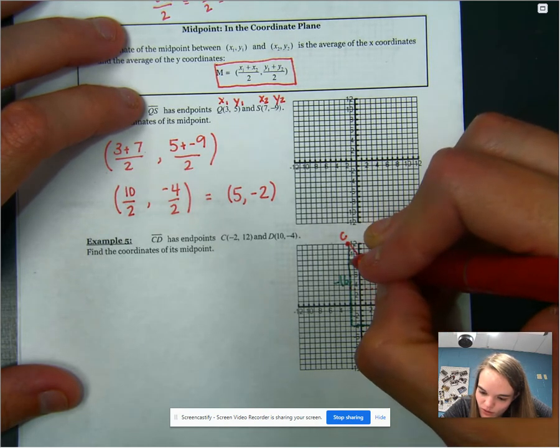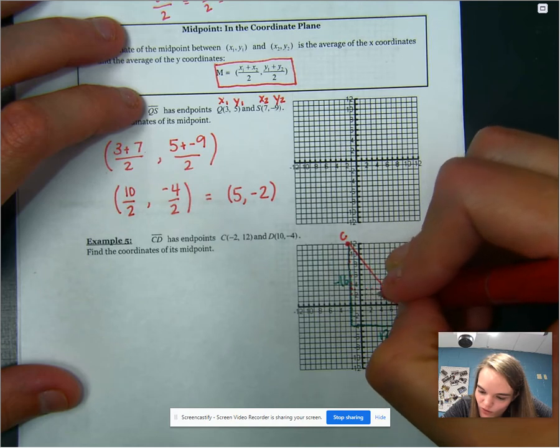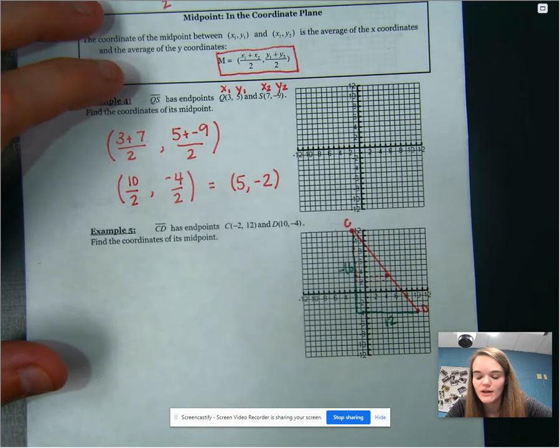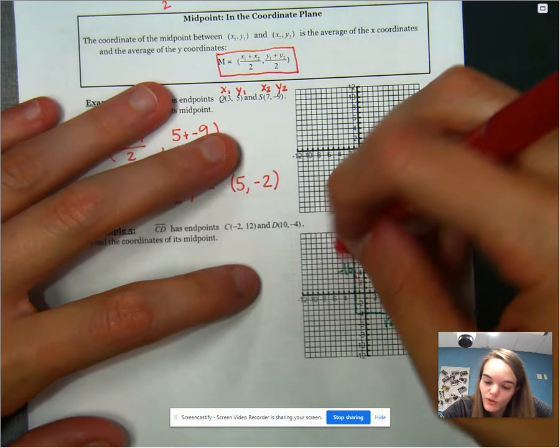1, 2, 3, 4, 5, 6, 7. Oh, see, I only went down 7, not 8. And then 1, 2, 3, 4, 5, 6. And it still did not work out right. So make sure you have graphed and counted right for that to work. So we're going to recount just to check.